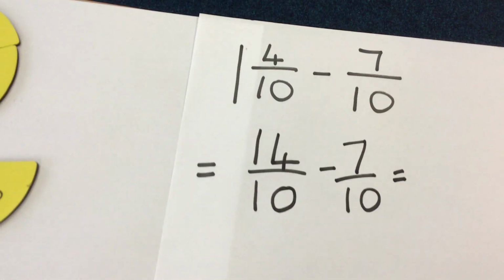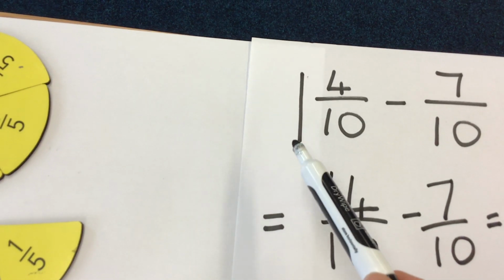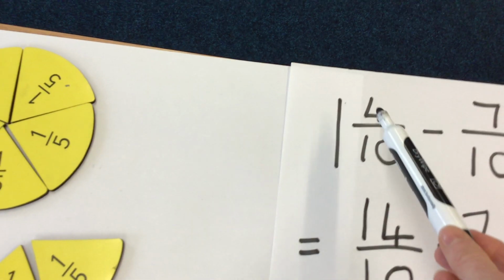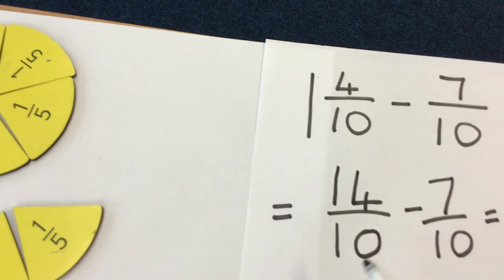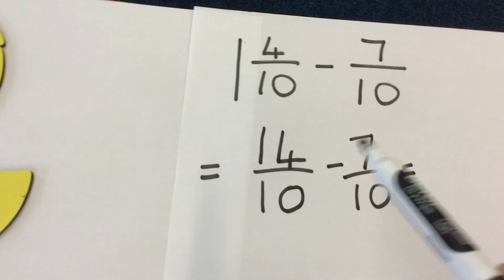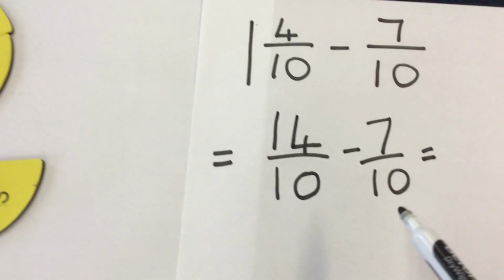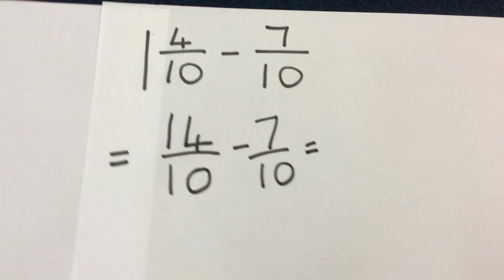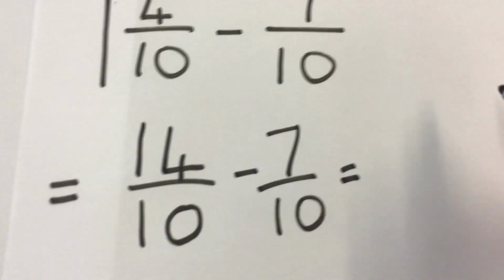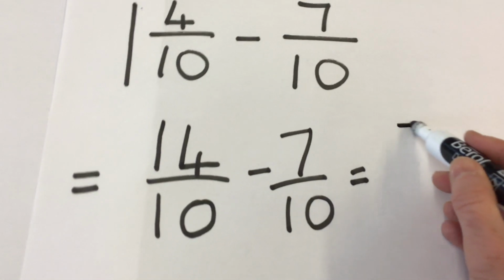Let me just recap that again. Remember, the whole number is 10/10 and 4/10. So together I've got 14/10. Put those two together. Now I can subtract off my 7/10. 14/10 subtract 7/10 is going to give me 7/10.